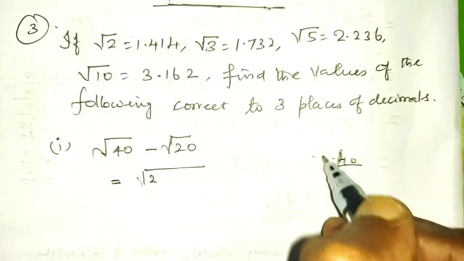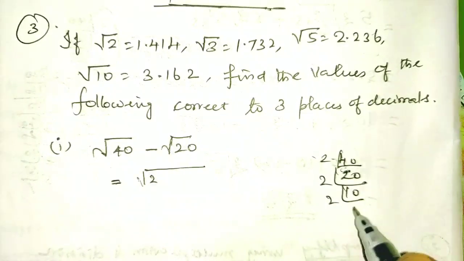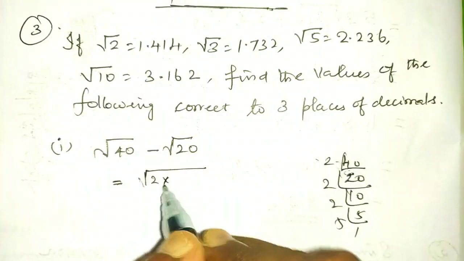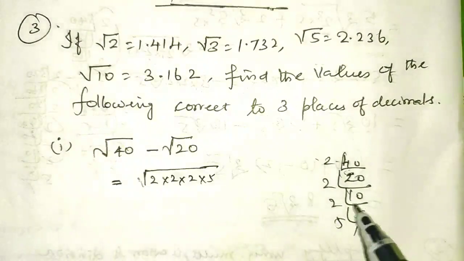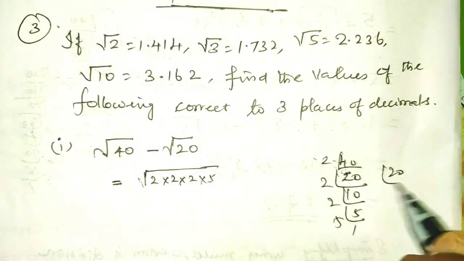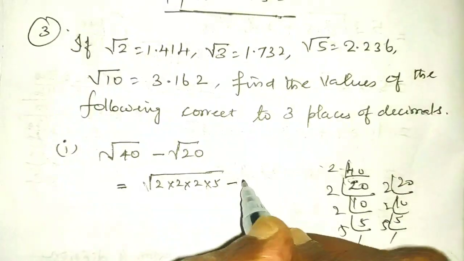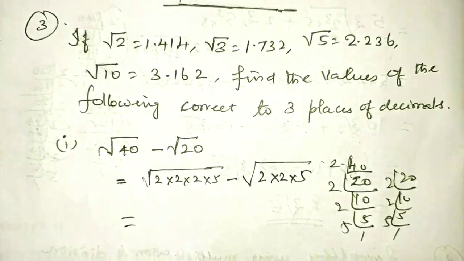2. If you divide this by 2, you will get 20. Again by 2, you will get 10. You will get 5. Again by 5, you will get 1. So 2 into 2 into 2 into 5. Then 20 can be written as 2 into 2 into 5.